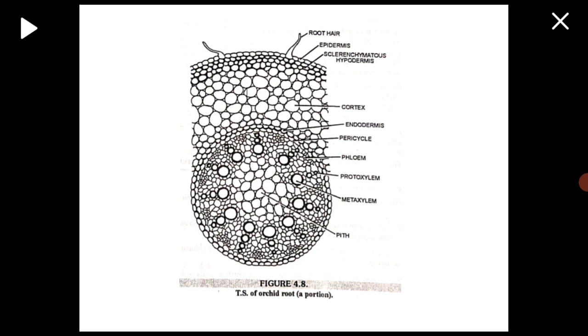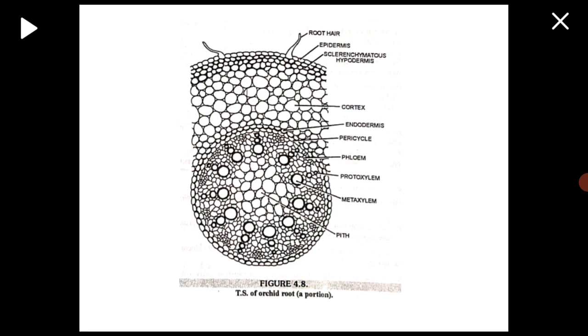Pericycle is single layer consisting of thin-walled cells. A few cells may become sclerenchymatous. Vascular bundles are radial, polyarch, and exarch. A large number, more than 6, of xylem and phloem groups alternate with each other.